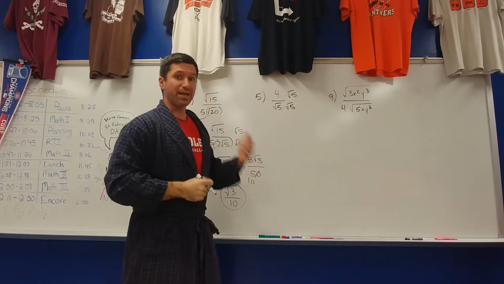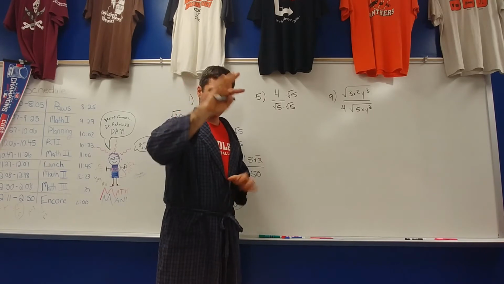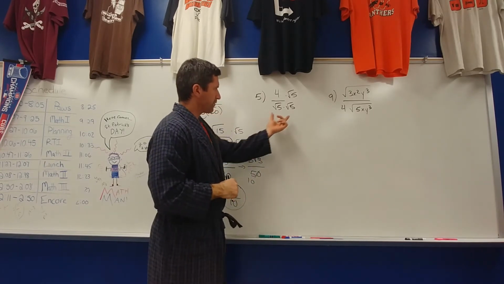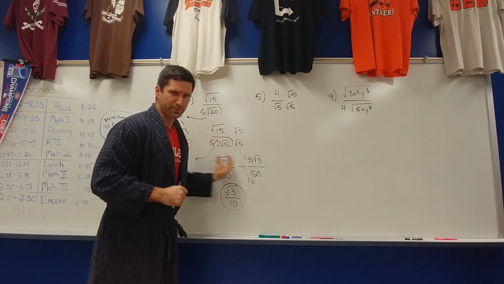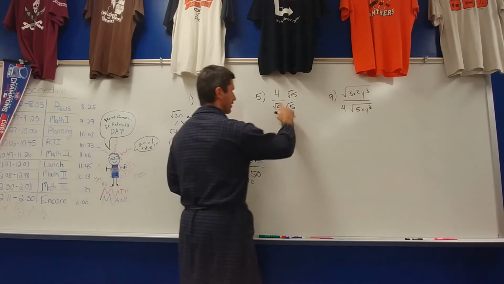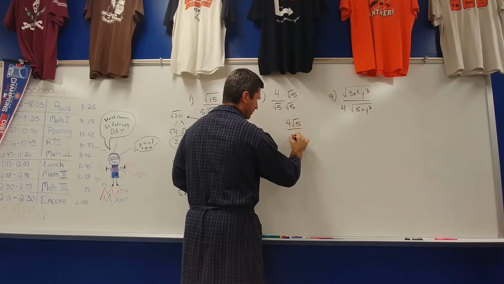All right, here we go. See what I did there? You cannot divide by an irrational number. We're not allowed to do that. So multiply top and bottom by radical 5. We've already discussed this back here, that it's 5. There was some other stuff there, so it turned into 50. But right here, we're going to have 4 radical 5 over 5.